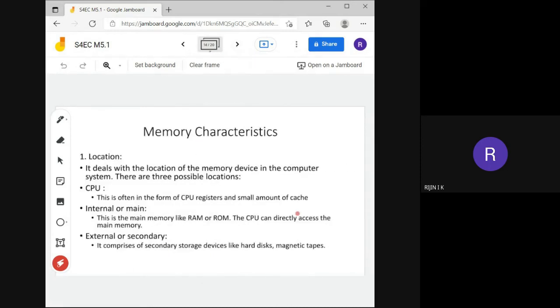First one, location. It deals with the location of the memory device in the computer system. There are three possible locations.